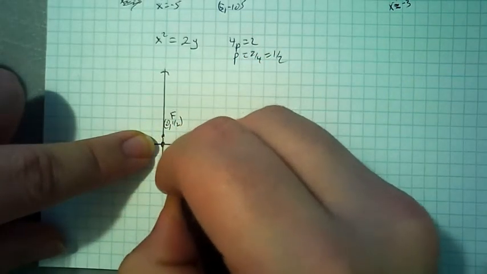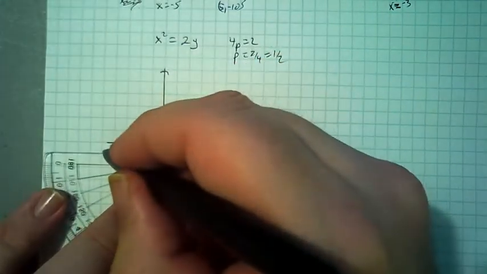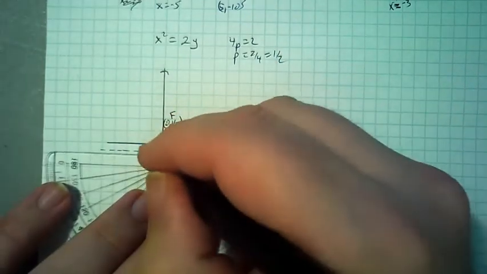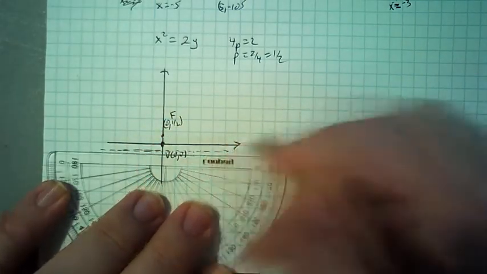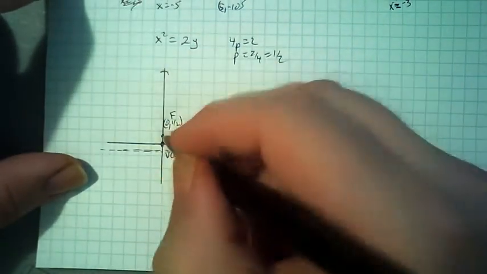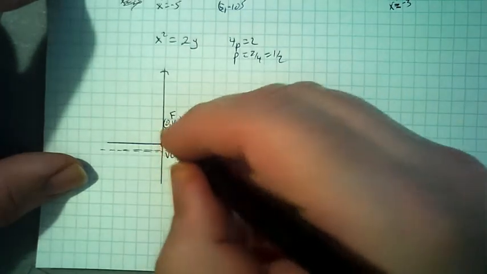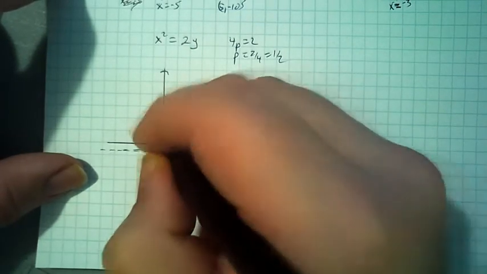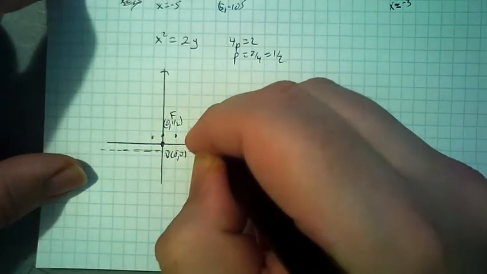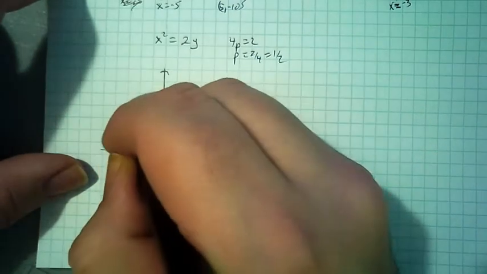My vertex is at 0, 0. That means the directrix is at negative 1/2. It's kind of low. Y equals negative 1/2 is my directrix. So there's my focus. The distance from my directrix to my focus is 1, 1/2 plus 1/2. So my new points are this one and this one: 1, 1/2, and negative 1, 1/2.